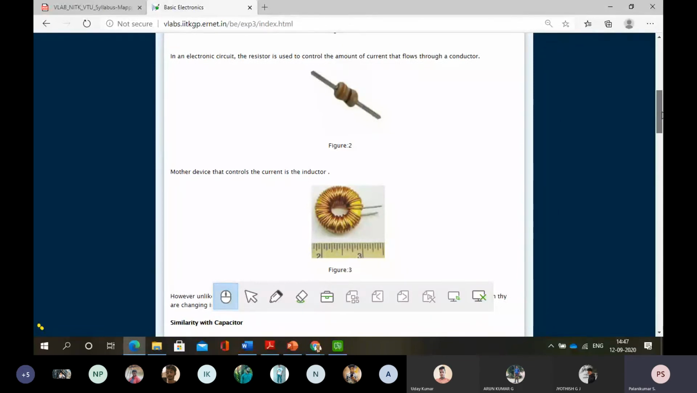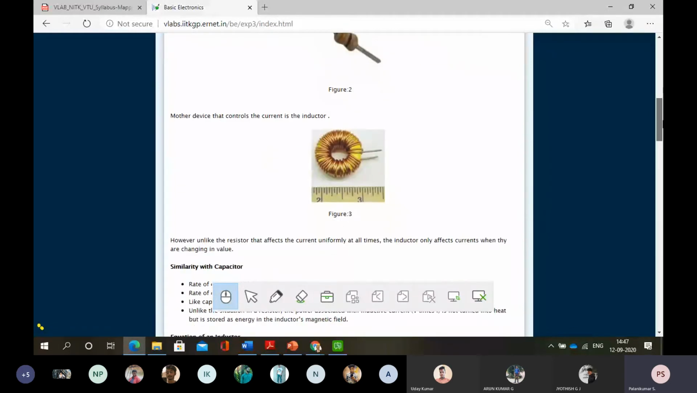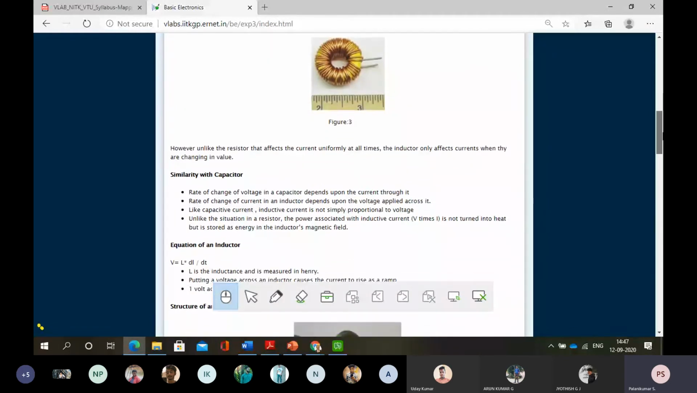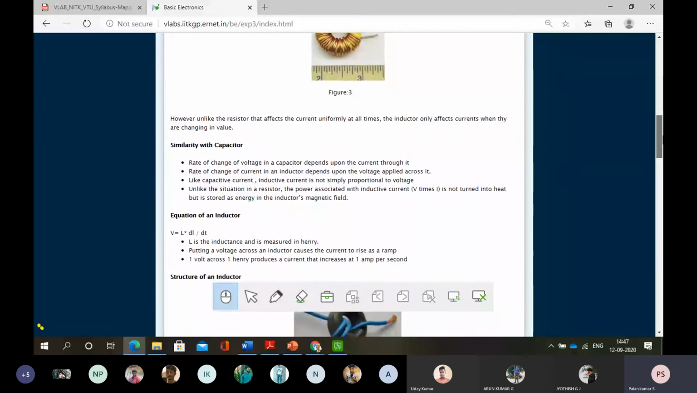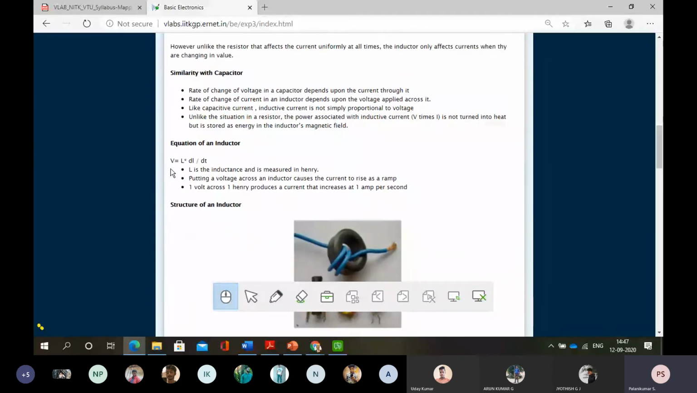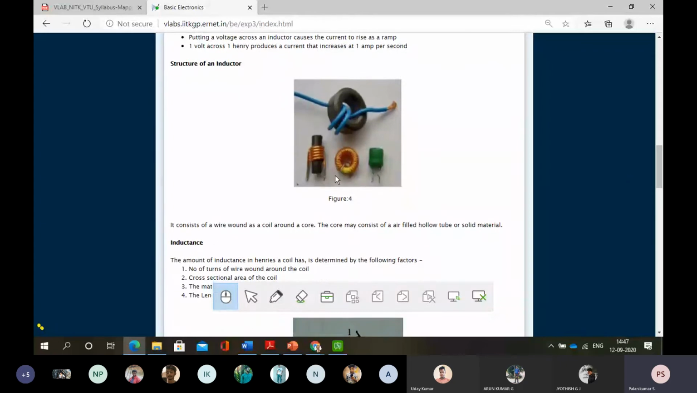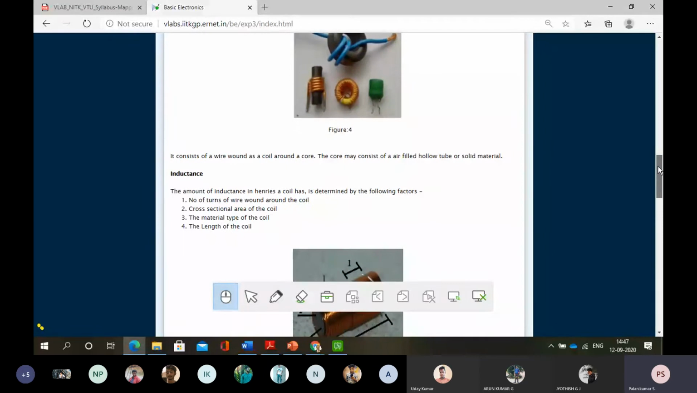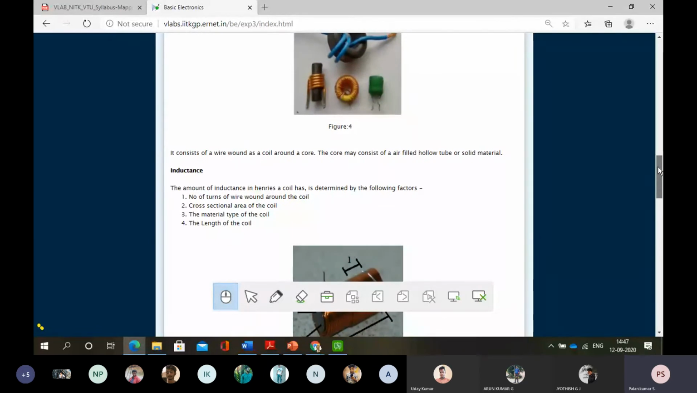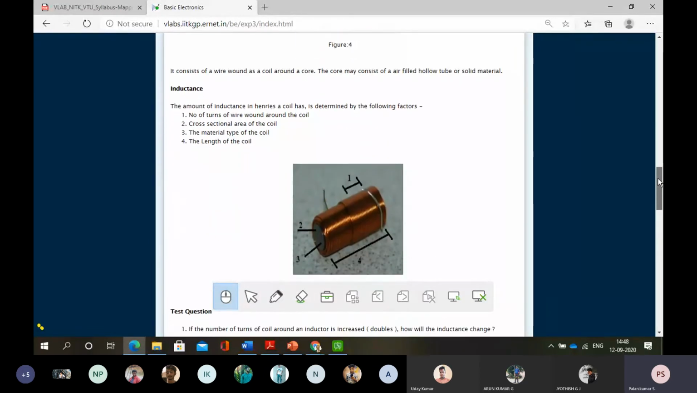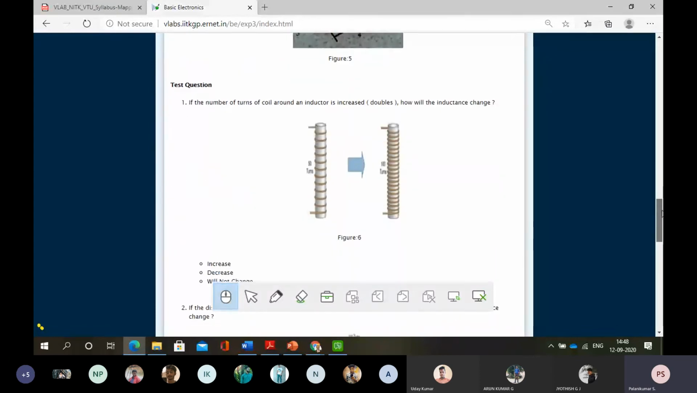Another point is that a resistor always opposes the flow of current, whereas the inductor only opposes the change in the current. If there is an increase or decrease, only that will be opposed. That's why the equation for an inductor is V = L di/dt. These are some common structures of an inductor. Wherever you see them, you have to assume an inductor is used. There are four different types: air core inductor, iron core, ferrite, and variable inductors.